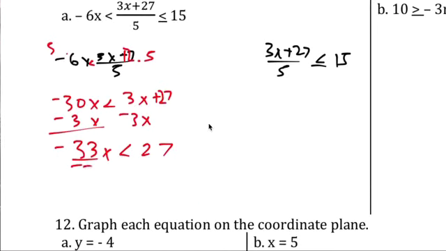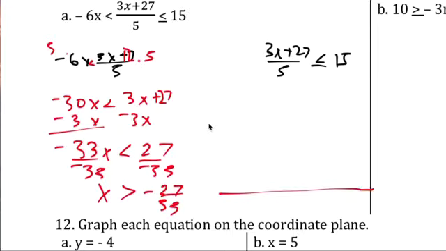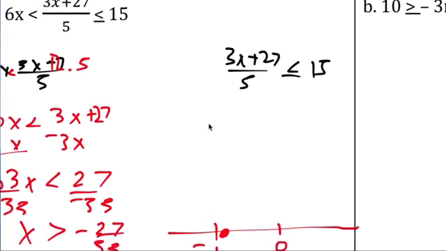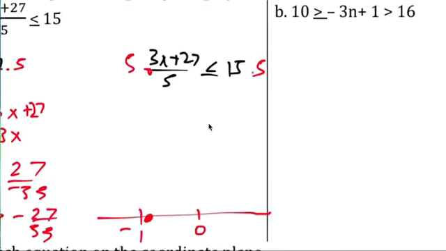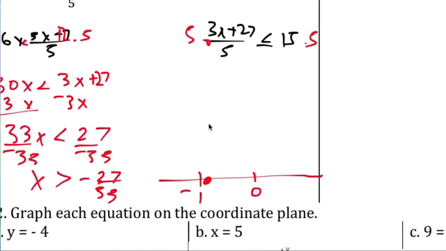Anyways, you divide by negative 33, the inequality changes. X is greater than negative 27 over 33. Well, that's very close to negative 1, right? And you do the same here, times 5, times 5. You don't switch the inequality. It's an open circle, and greater than goes this way.